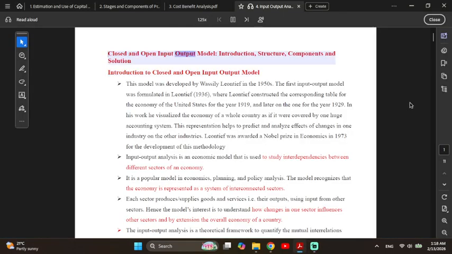Closed and open input-output model: introduction, structure, components, and solution. Introduction to closed and open input-output model. This model was developed by Vasily Leontiev in the 1950s.